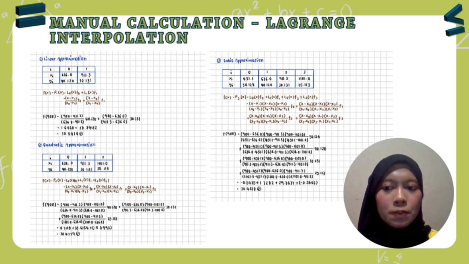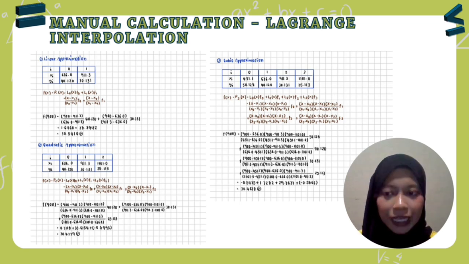Okay, finally, we perform a cubic approximation. Okay, in this step, we use all 4 available data points from our table. The formula expands to include 4 basis polynomials, which is L0 through L3. As you can see in the calculation, we sum the contribution of all points, resulting in a final estimated temperature of 30.4618 degrees Celsius. Okay, so as the degree of our polynomial increases, the approximation becomes more stable and better reflects the non-linear nature of the thermistor or resistance data.